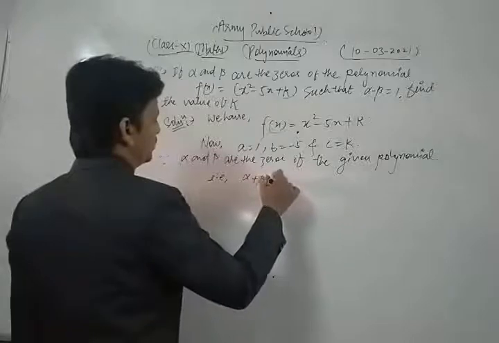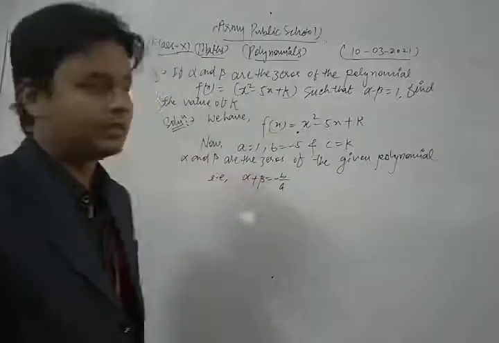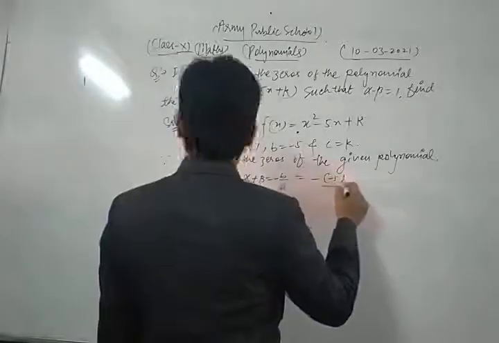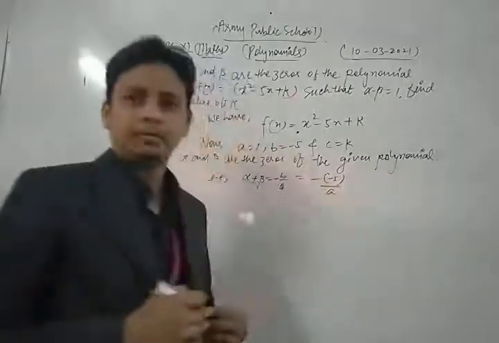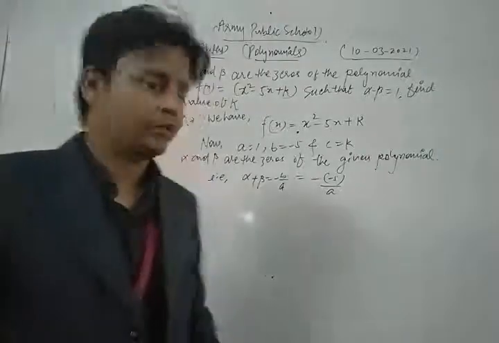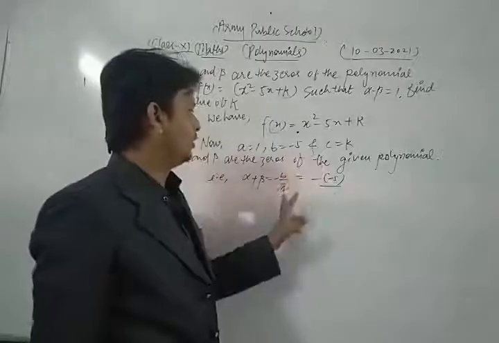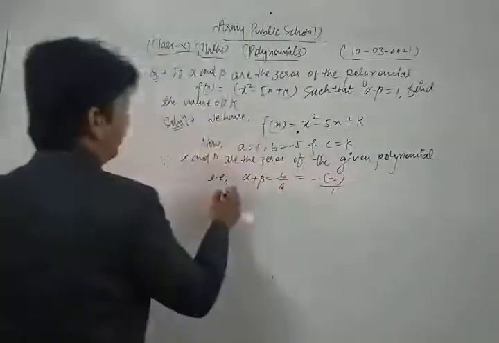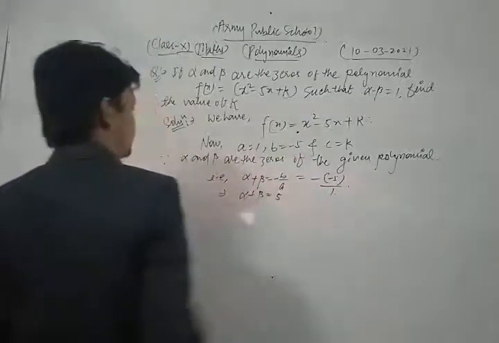That is, sum of zeros is what, minus b by a. You know that, minus b by a. So b is minus 5 upon a. Okay, dear friends, here we put the value of b as minus 5, and the value of a as 1. Now look, dear friends, alpha plus beta is plus 5.